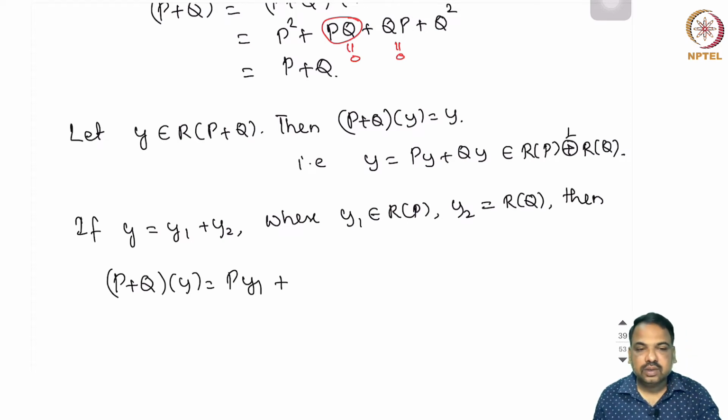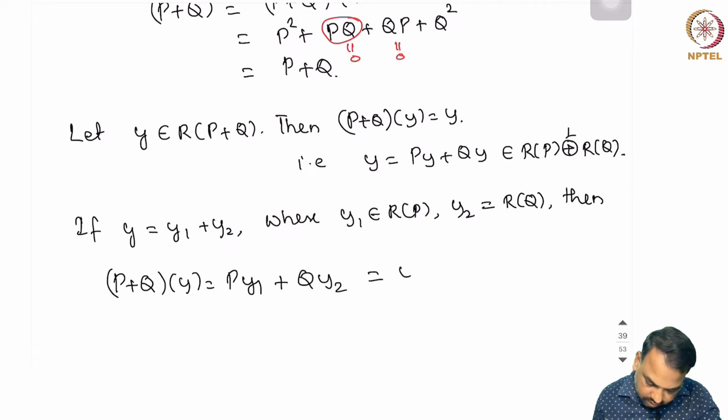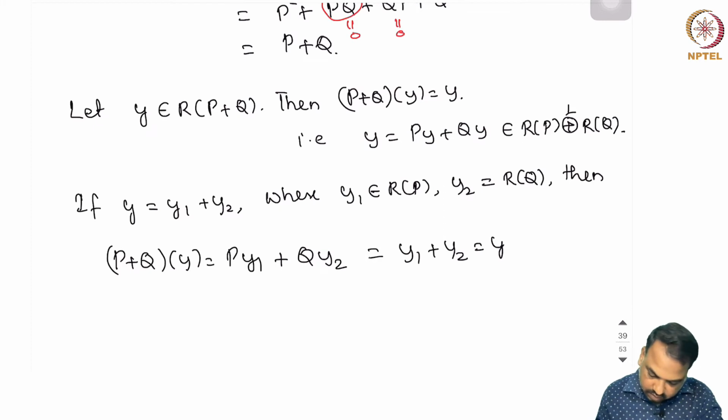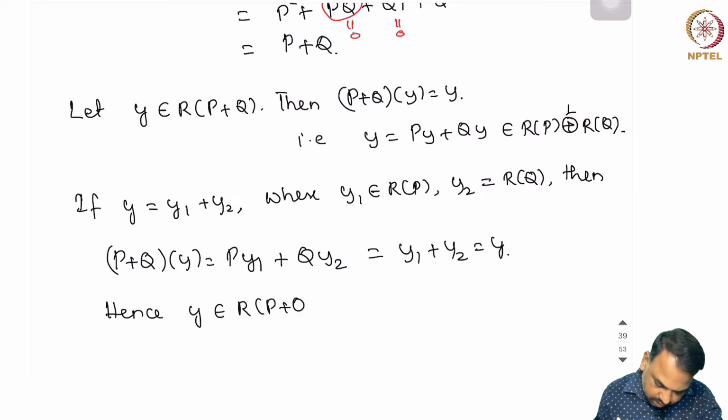Again QY1 is also 0 because Y1 is coming from range of P, and range of P is orthogonal to range of Q. So range of P is part of null space of Q, so you will get QY2, but this is Y1 plus Y2, so that is Y. So (P plus Q)Y is Y. That means Y is in range of P plus Q.